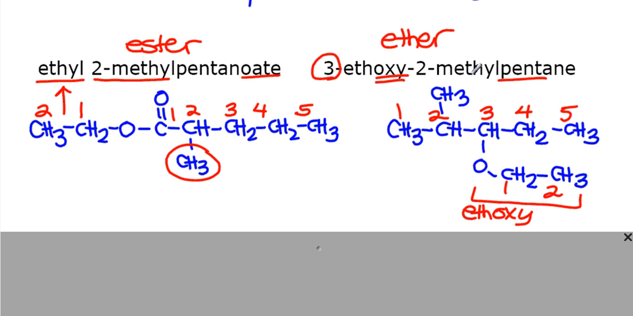Next, I have 2-methyl. The 2-methyl is referring to this group attached here. I have a methyl branch on carbon 2. Even though you've got an oxy branch and a regular branch, all the rules still apply. E comes before M alphabetically, which is why you see the ethoxy listed first.